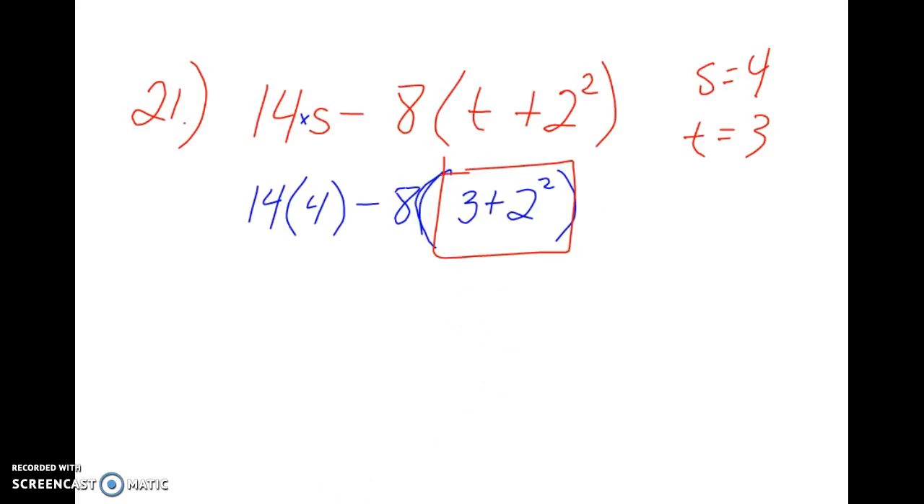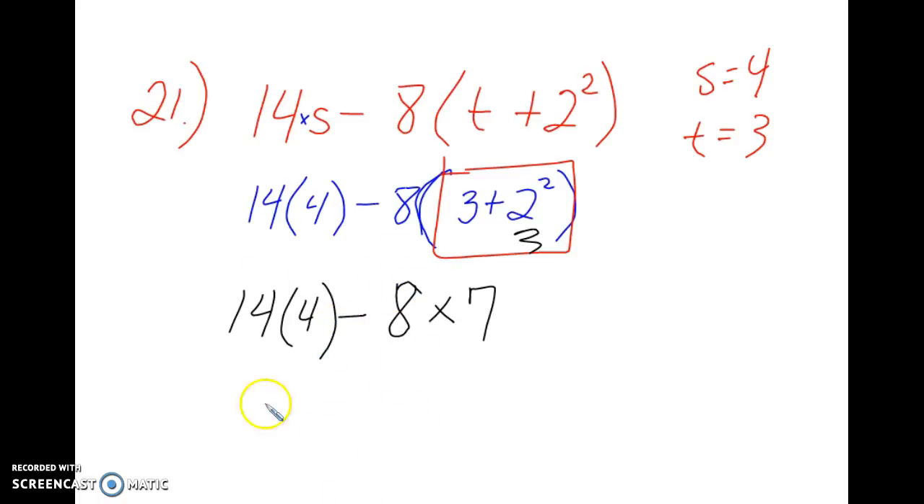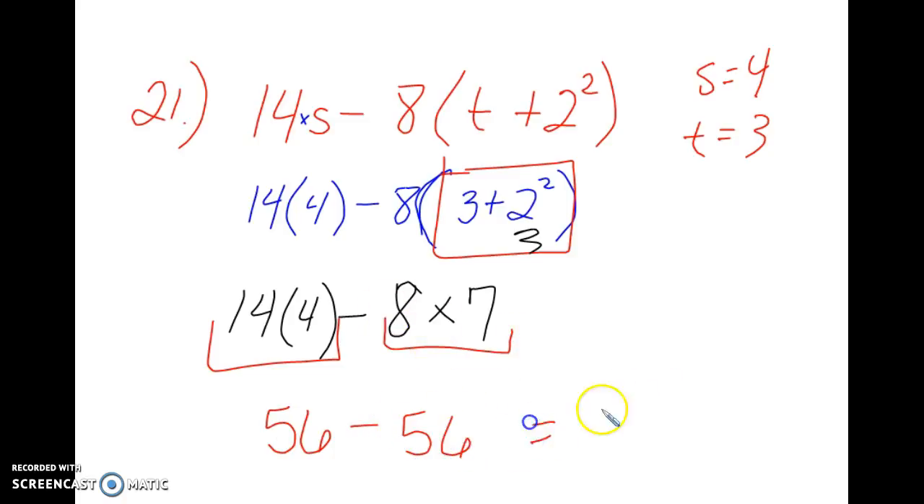Two squared. What's 2 squared? 4. Plus 3. What's happening here? Multiplication. Good. Done with our parentheses. Let's do multiplication and division from left to right. 14 times 4. There you go. And 8 times 7. And our answer. That equals a 0.